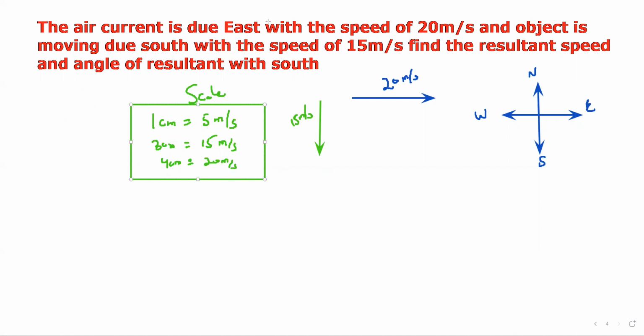So I will solve by each of them. I will solve with a calculation method and with a scale diagram. First, if we do a calculation method, we first have to complete a triangle. Like this is 20, this one is 20, and the other one is 15.